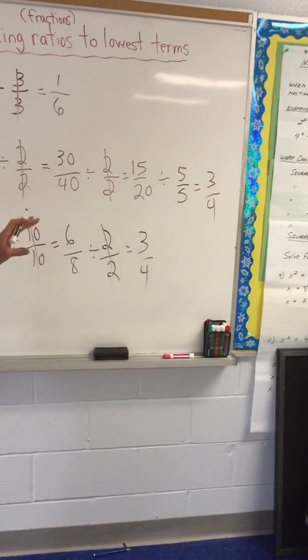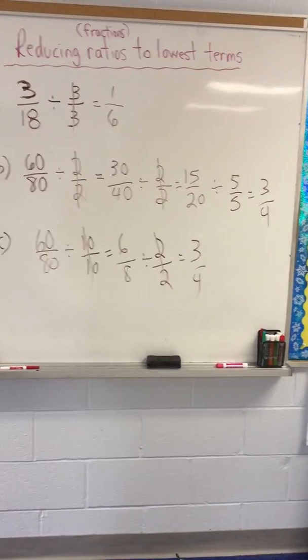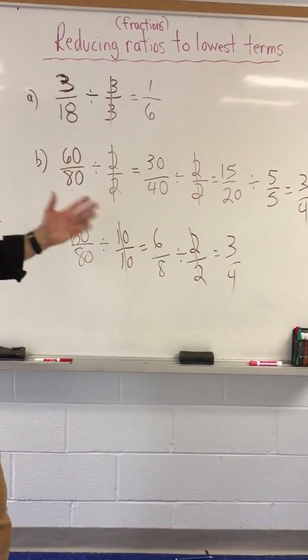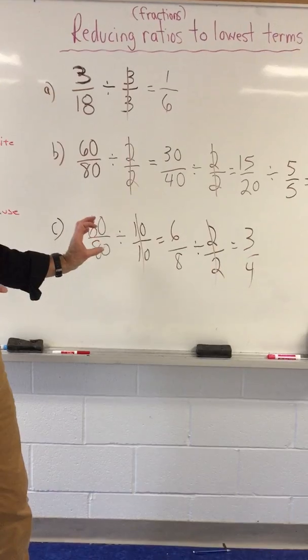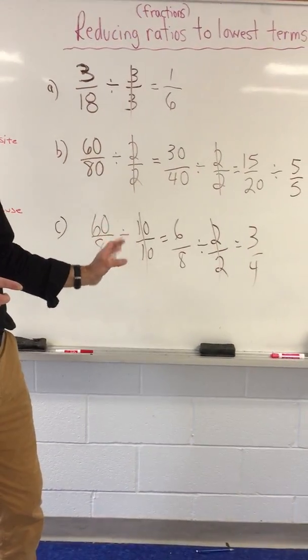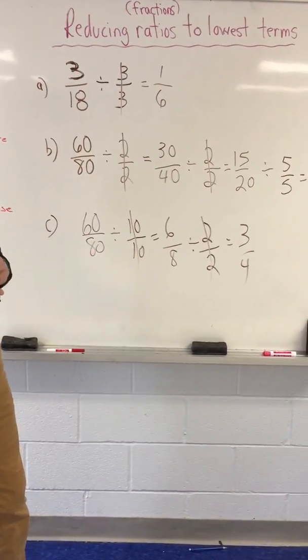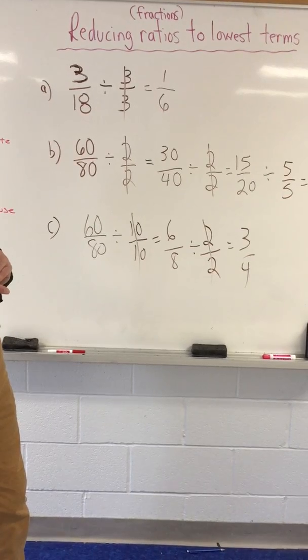So it doesn't matter which way you do it, as long as you keep finding a number bigger than 1 that goes into both the numerator and the denominator equally, you eventually get down to a spot where only 1 goes into both of them.